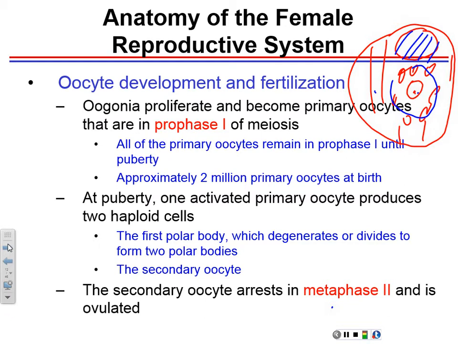Another difference that I want you to see here is that with the female, when it divides, most of the cytoplasm and all the organelles go to the egg cell, and then you produce a polar body, which is just a cell that carries the genetic material, just so that it's halved at the beginning.